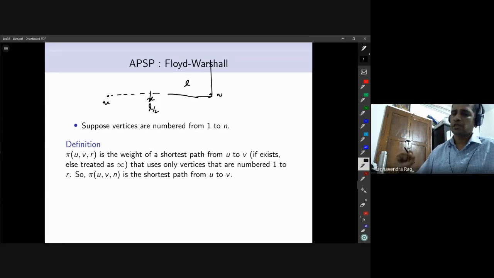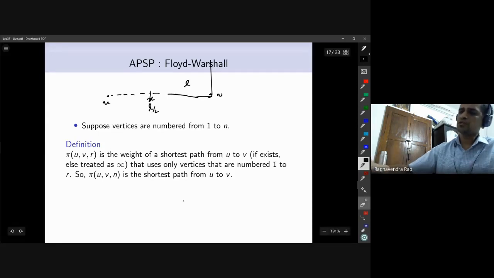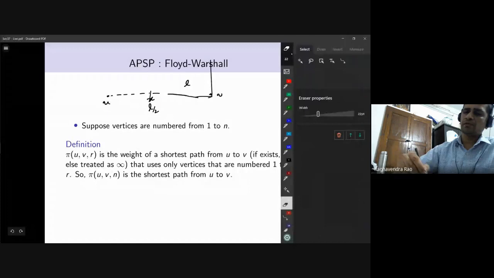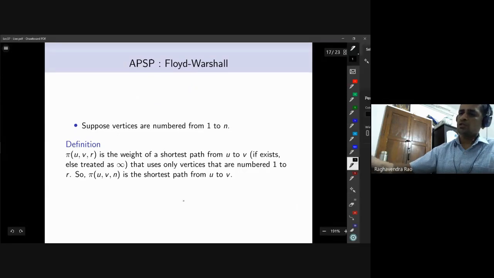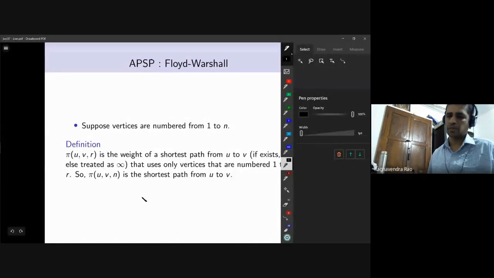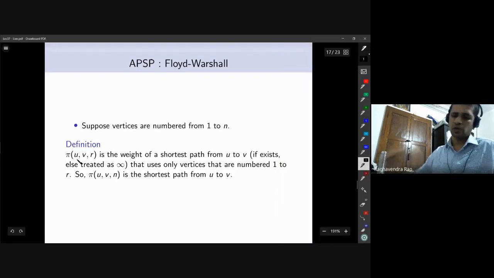So what Floyd and Warshall did, they gave a slightly different formulation. We'll assume that vertices are numbered from 1 to n. That's going to be important. They used a different additional parameter for shortest paths, pi uvr. I'm just defining it as distance; you can also use it for the path itself. So pi uvr is the weight of a shortest path from u to v, if it exists, that uses only vertices that are numbered 1 to r.